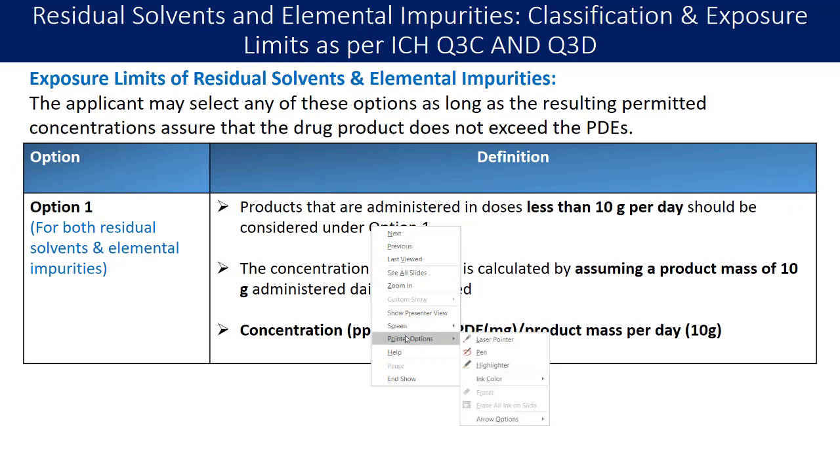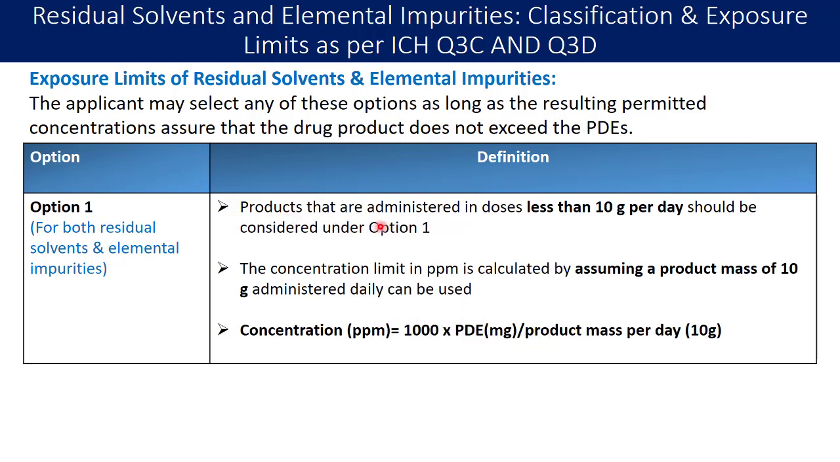Let me take the pointer now. Products that are administered in doses less than 10 grams per day should be considered under option 1. Now here, don't confuse this with the label claim. The product dose means the entire mass of the product. Let us say you are taking a tablet of paracetamol having a mass of, not 100 milligram, that would be very low, but let us say around 800 milligram. In that, 650 mg is the paracetamol and the rest is the excipient or placebo. But your product mass is 800 milligrams.